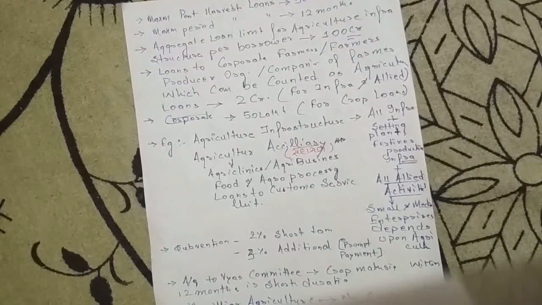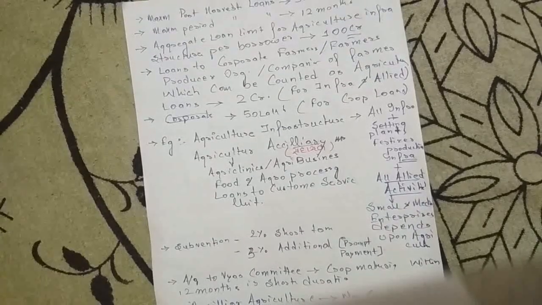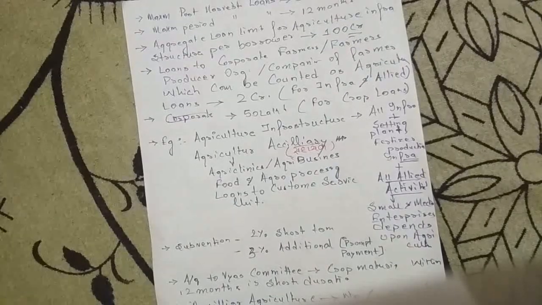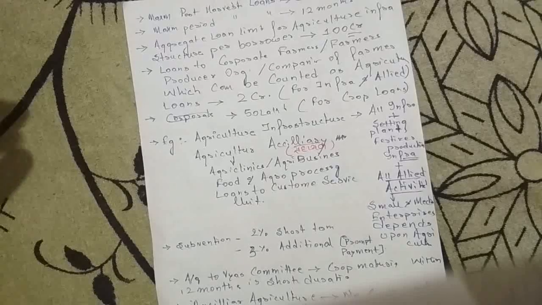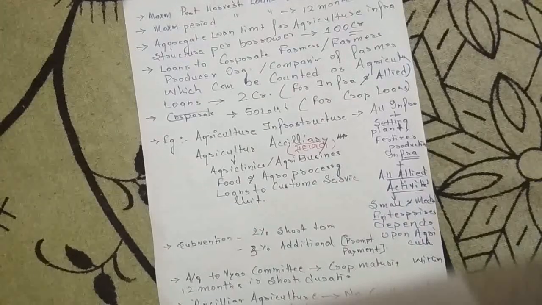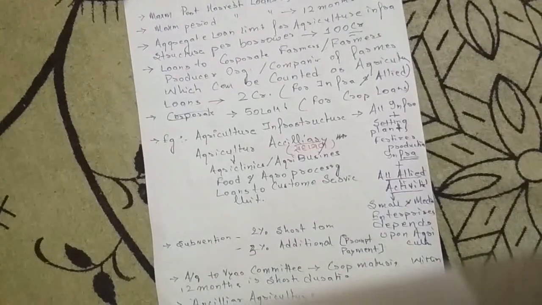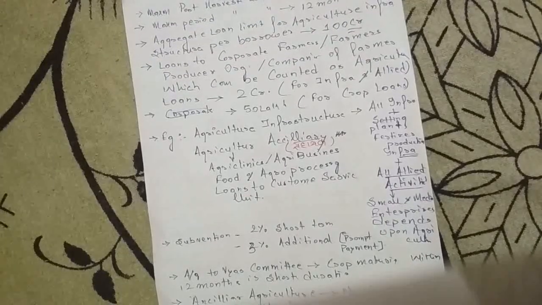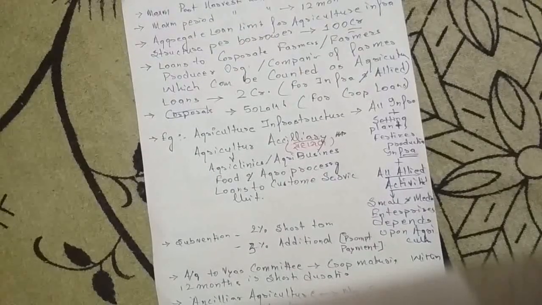Now agriculture ancillary. What do we mean by agriculture ancillary? Here also, the maximum loan given is 100 crore of rupees. Now what is included? Agri clinics or agri businesses. Ancillary means sahayak, the one which helps. So agri clinics or agri businesses help in some way the farmers or the agricultural land, etc. That's why these are included in the ancillary. Now food and agro processing loans to the customer service unit are included in the ancillary services.